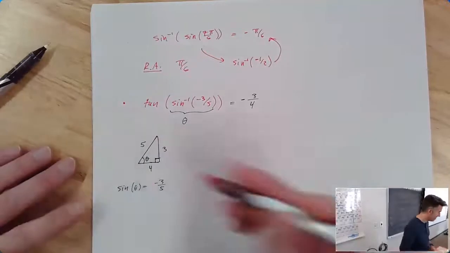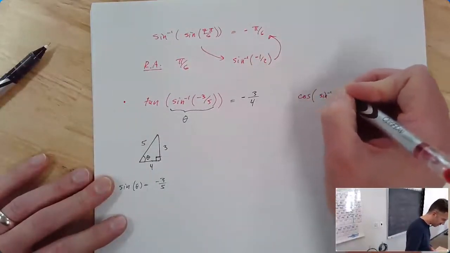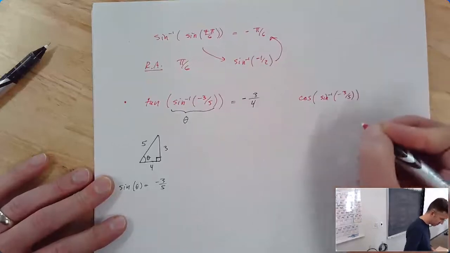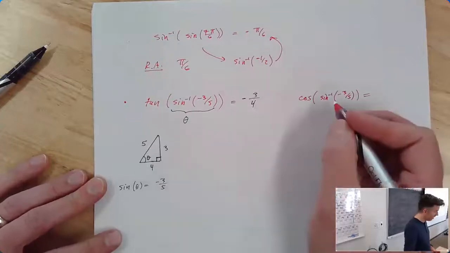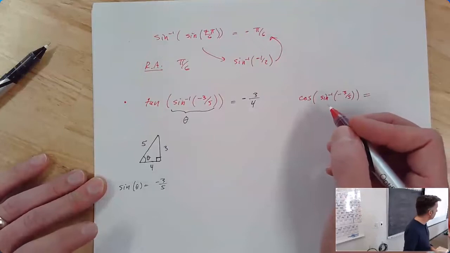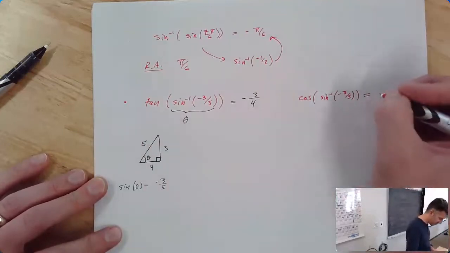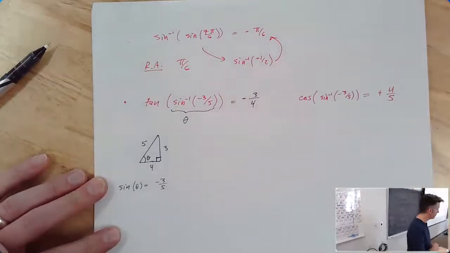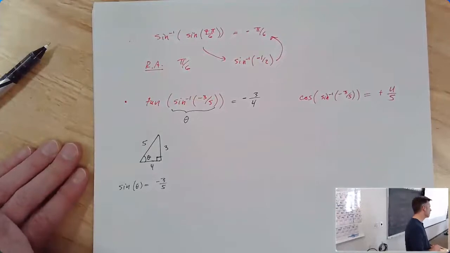On the other hand, if I said, what's cosine of inverse sine of negative 3/5? Well, I still use the same triangle, but now my angle is in quadrant 4, and cosine is positive in quadrant 4. So cosine of this angle is going to be positive 4/5. Kind of neat. Kind of annoying.